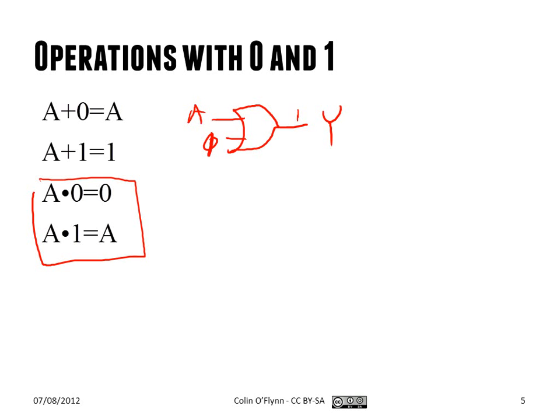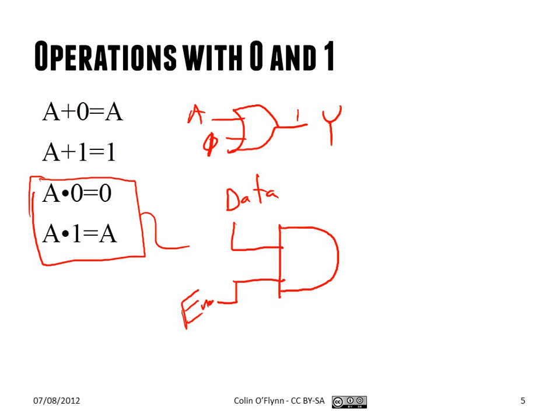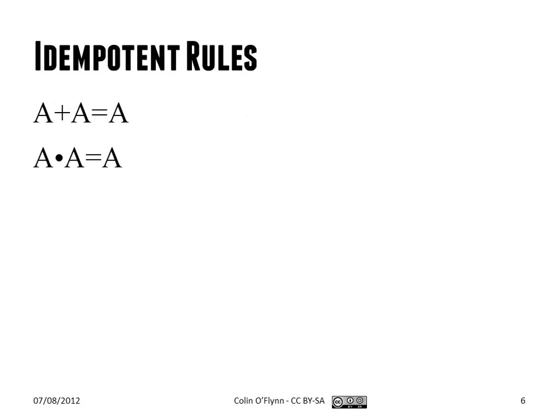These two operations, we actually later use these, and you can see if you want to have an enable line, we can have some data, enable and out. If this enable line is 0, the output's always 0. If the enable line is 1, the output's always the same as the data. So that's one example of how we could use those operations. There are additional rules telling you that if you connect the inputs of a gate together, for both OR and AND gates, the output's just the same.